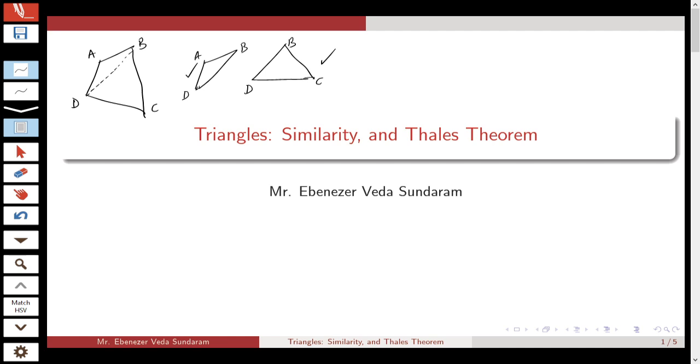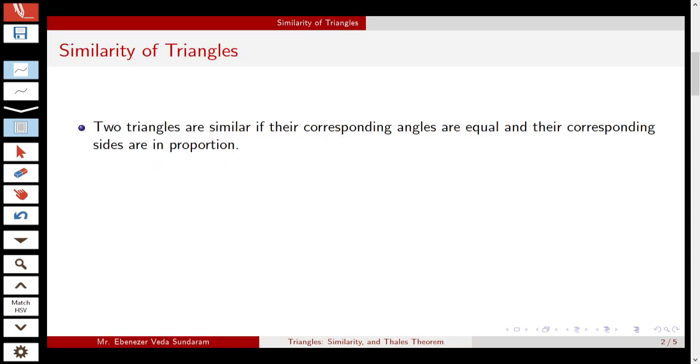And now we look at similarity and Thales theorem. Many people prefer to study Thales theorem in the first place and then come to similarity, but let's try to change a few things. We'll study similarity, and with those similarities you will be able to look at Thales theorem in a much easier way than expected. So let's get started.